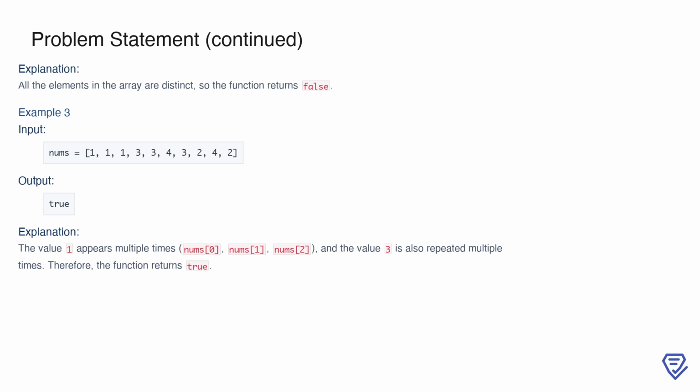In the third example, the input array is nums equals 1, 1, 1, 3, 3, 4, 3, 2, 4, 2. Here, not only does the value 1 appear multiple times at indices 0, 1, and 2, but the values 3 and 4 also appear more than once. Because of these repeated values, the function returns true for this input, highlighting the presence of duplicates.